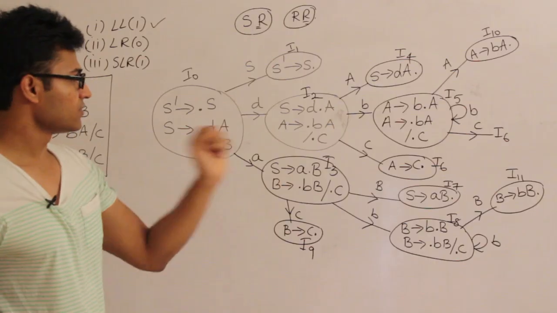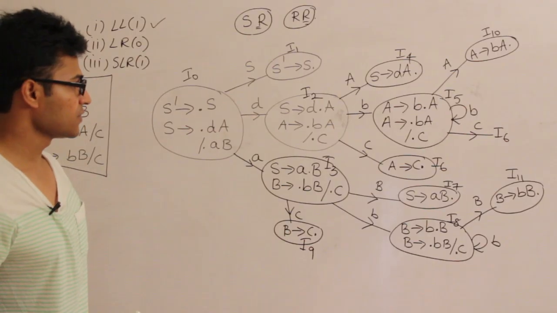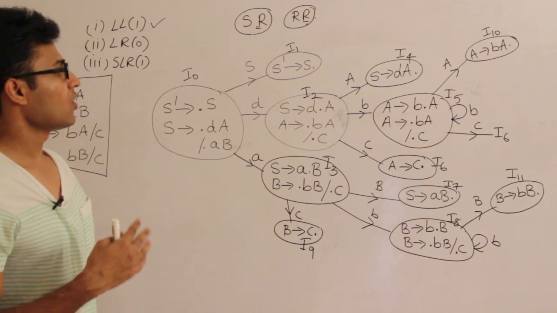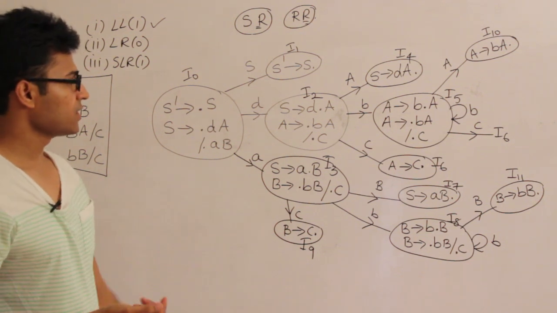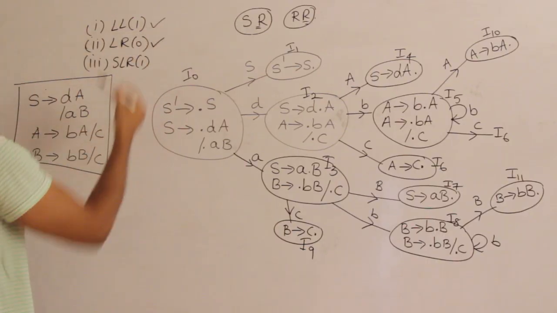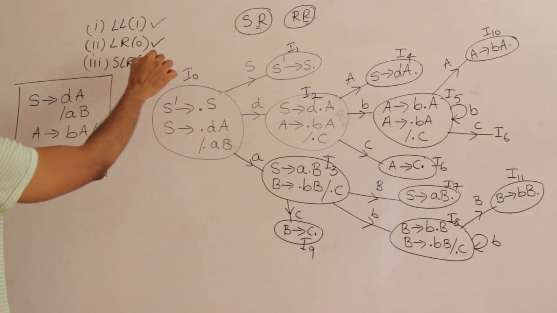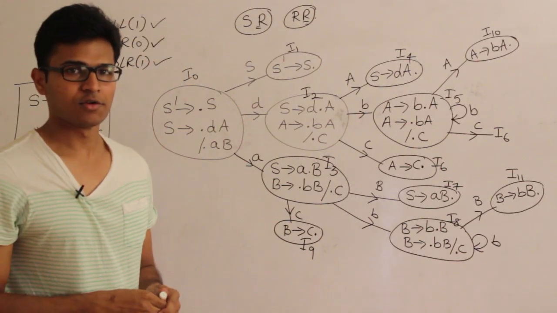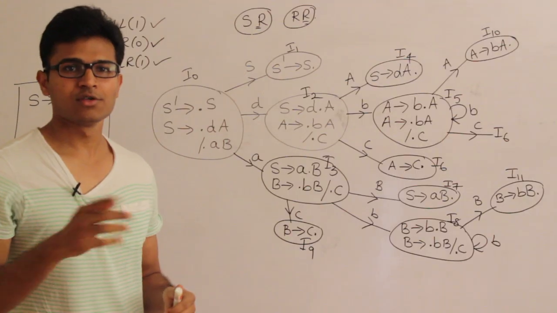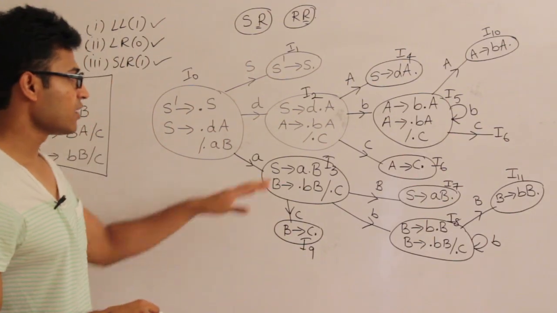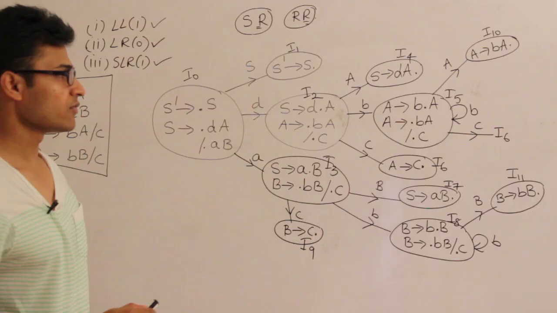Therefore, in the states where we have seen final items, there are no conflicts, so the grammar is definitely LR0. And if the grammar is LR0, it will definitely be SLR1, because if there are no conflicts in LR0, reducing the number of reduced moves will not add any more conflicts. So if a grammar is LR0, it is definitely SLR1.